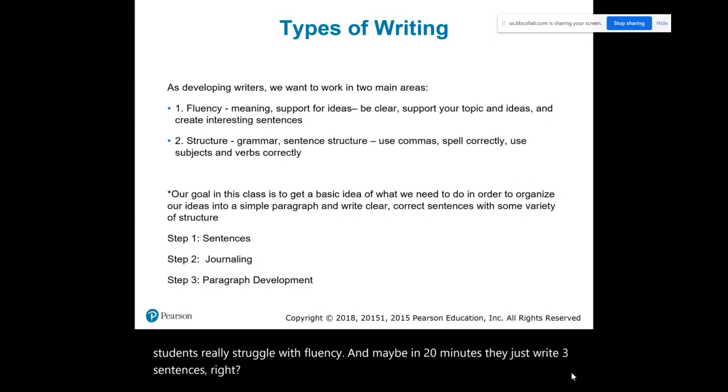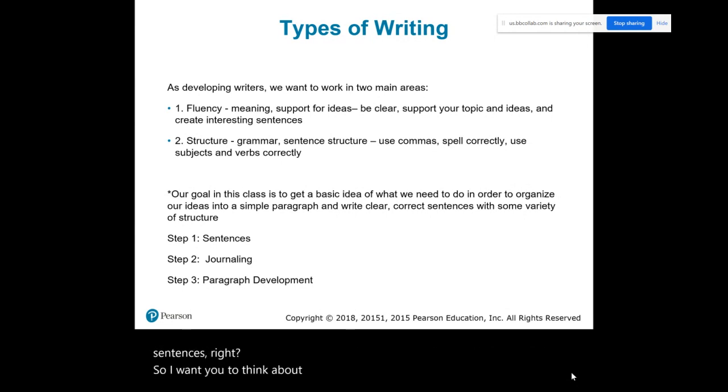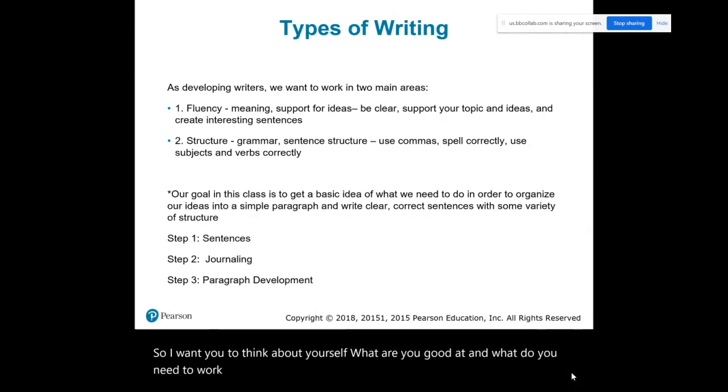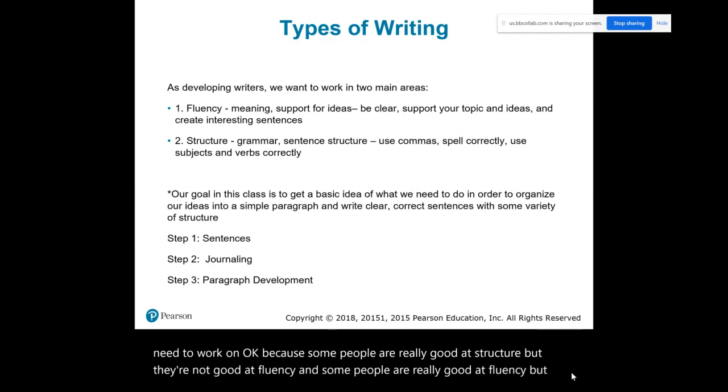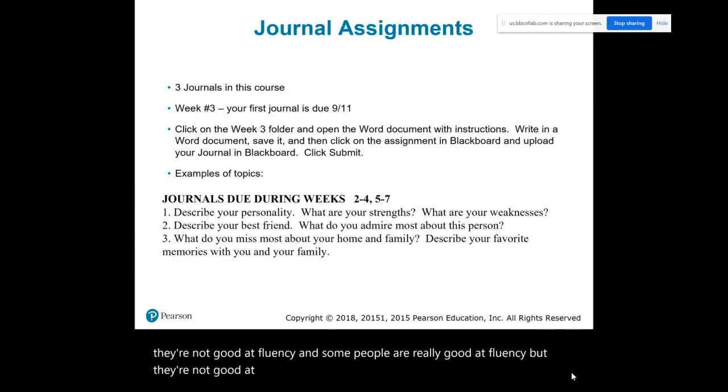So I want you to think about yourself. What are you good at and what do you need to work on? Okay? Because some people are really good at structure, but they're not good at fluency. And some people are really good at fluency, but they're not good at structure. So we're going to work on both skills in this class.